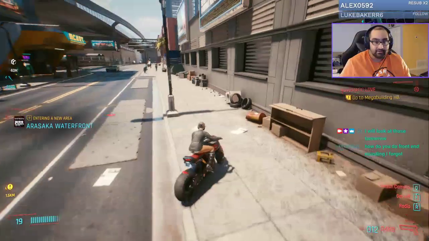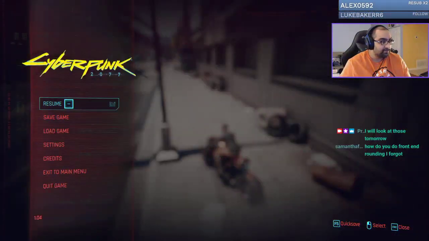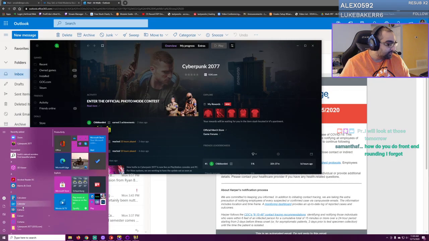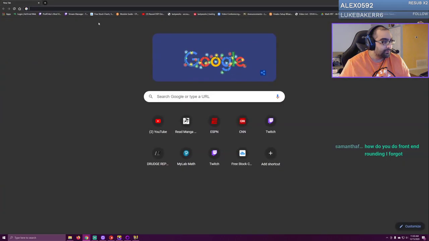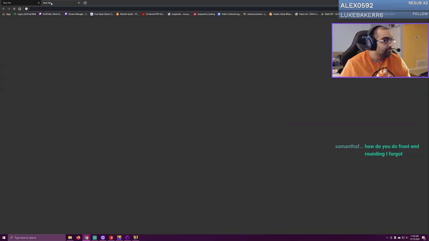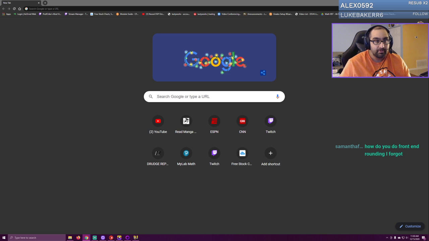How do you do front-end rounding? You forgot? Okay, let's talk about that here really fast. Absolutely, let's talk about front-end rounding. I've got no problem with that. Okay, so go back to, where was that located again? Let me grab this. Hang on, give me just a second here. There's a certain example I want to show off.